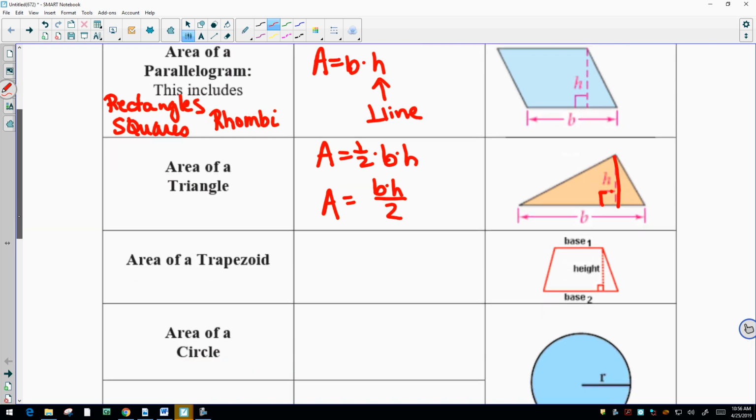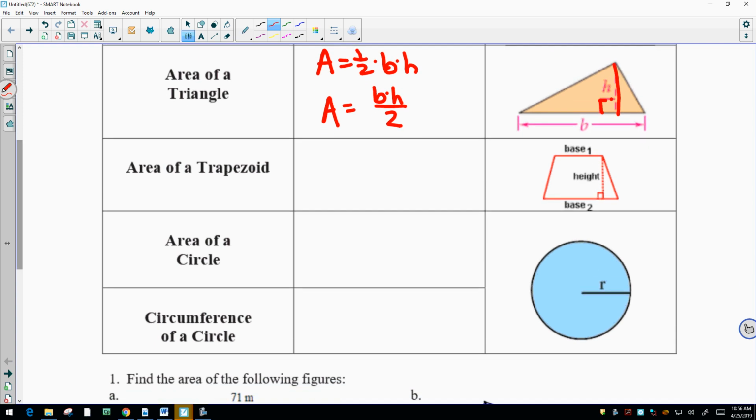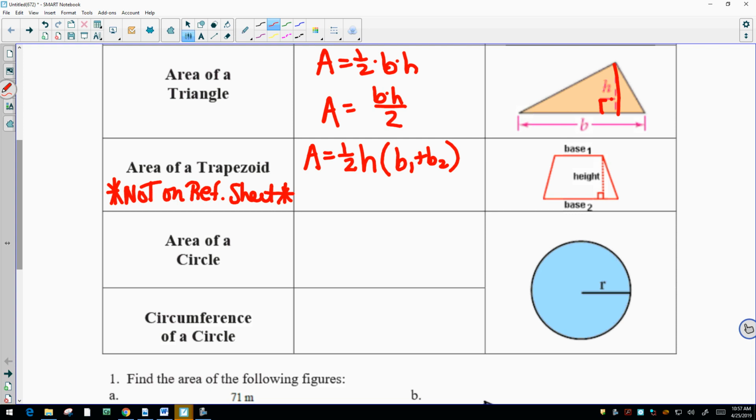Area of a trapezoid. Now this is the only one that is not on your formula sheet or the reference sheet, so keep this in mind. It's not on the reference sheet. Okay. Area of a trapezoid is going to be 1/2 the height times base 1 plus base 2. There's multiple ways that we can do it, but that's the basic formula. If you have it memorized, that's a way that you could find the area of a trapezoid. Order of operations, keep in mind you'd probably want to add your bases first, get a number, and then multiply through.